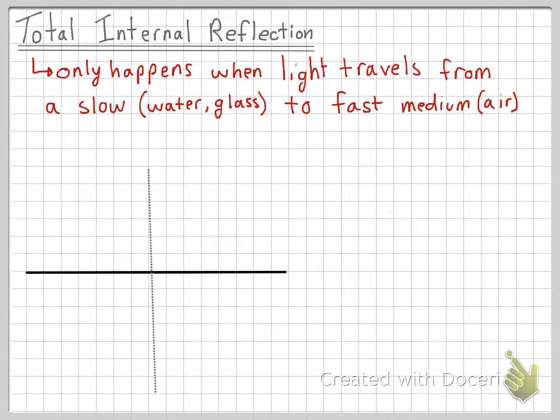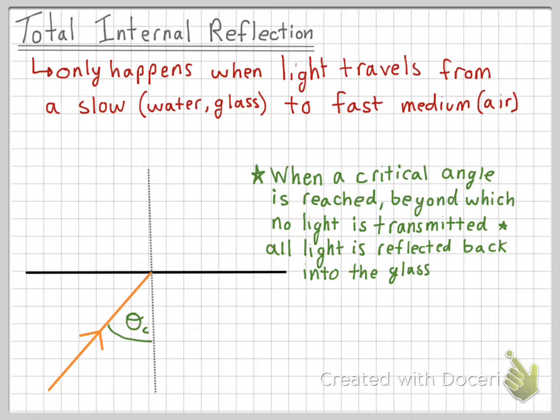Alright, so let's say that we have light coming into this interface, and the light comes in at what we call the critical angle. When this critical angle or greater is reached, no light is transmitted out of the medium, and instead the light is reflected back into the original medium. No light is able to leave. So 100% of the light goes back into the material and 0% leaves.